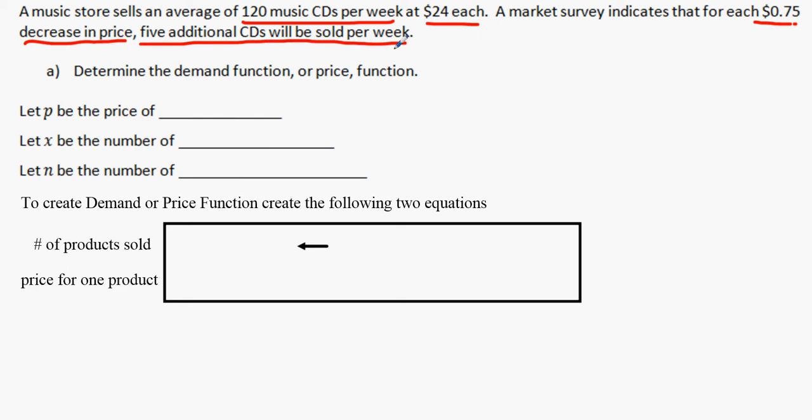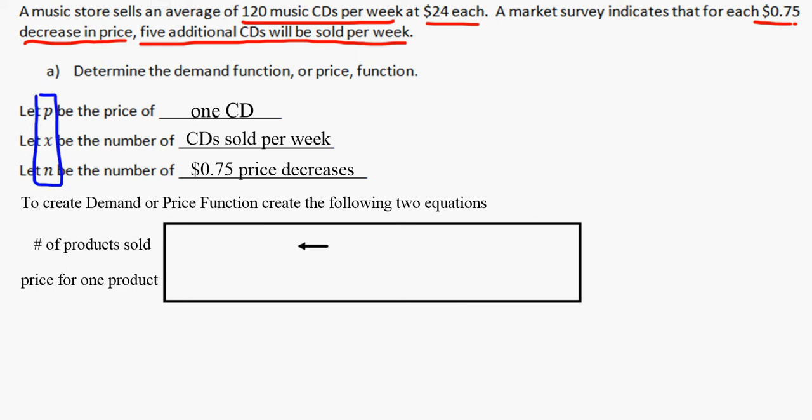All right, so here we go. We're going to let P be the price of one CD, and X is the number of CDs sold per week. Then N is the number of price decreases. So if you notice, we've actually got 3 variables, but we want to make a P of X function.